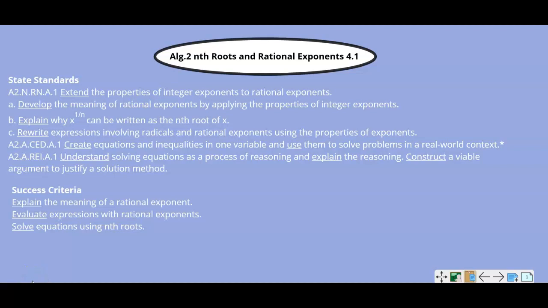Nth roots of rational exponents. Here are your state standards and your success criteria. To be successful, you need to be able to explain the meaning of a rational exponent. You need to be able to evaluate expressions with rational exponents, and you need to be able to solve equations using an nth root.